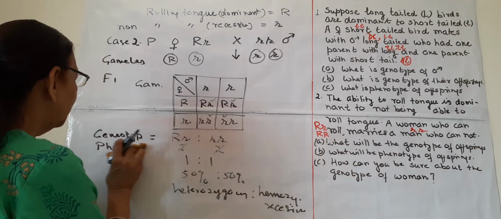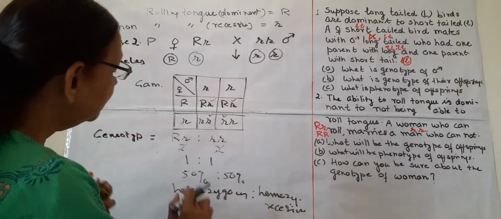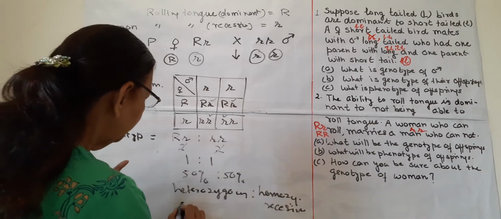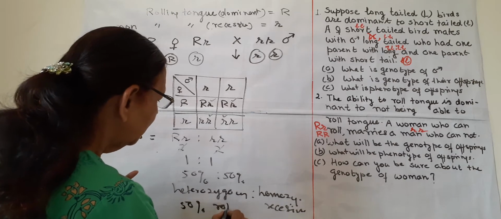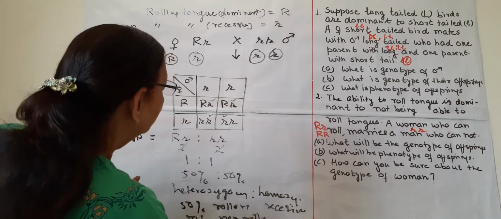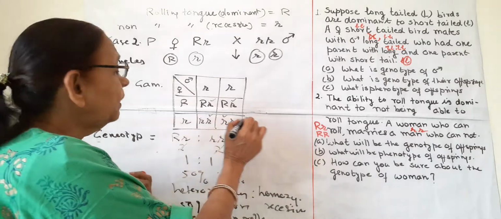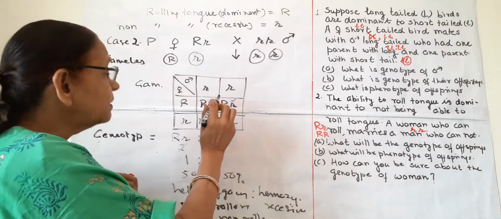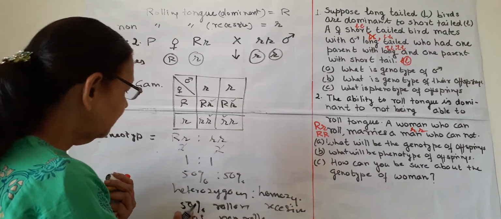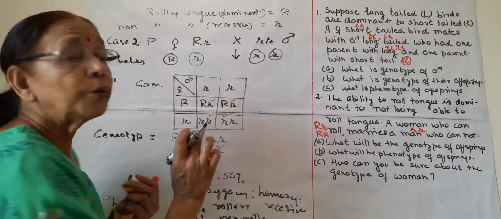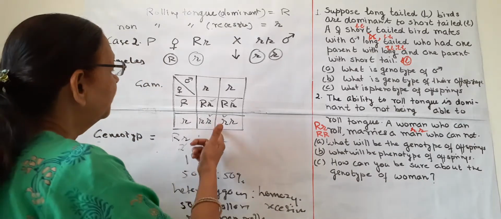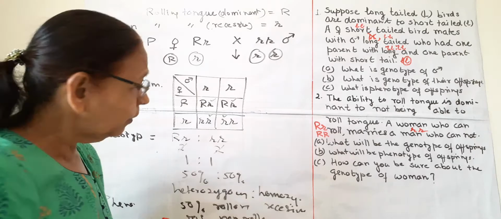And what is the phenotype? Here we will write phenotype. Phenotype is 50% rollers, tongue rollers, and 50% non-rollers. Because these two will be non-roller and these two will be rollers. So 25 plus 25, 50, 25 plus 25, 50, 50% rollers and 50% non-rollers, or the phenotype is 1:1. Half can roll, half cannot roll.